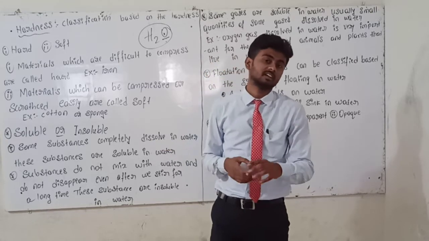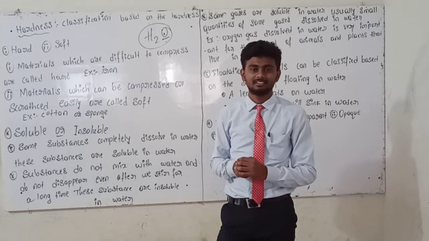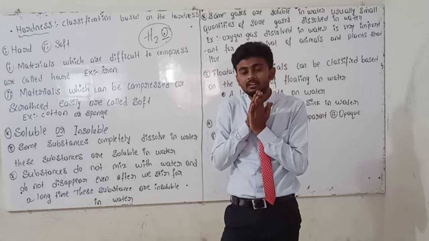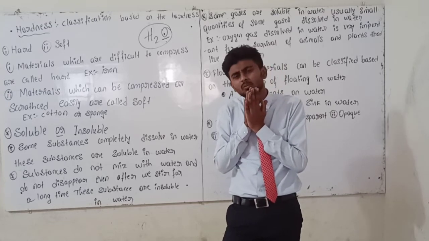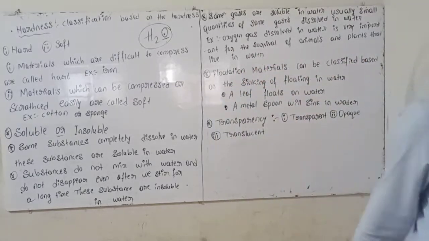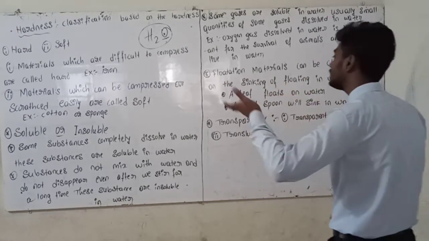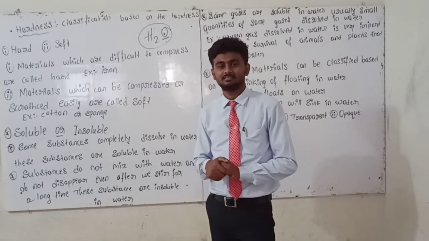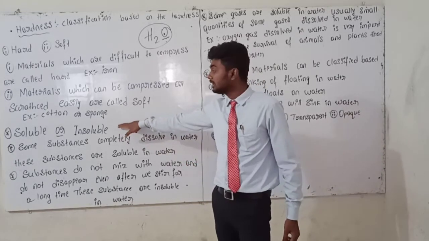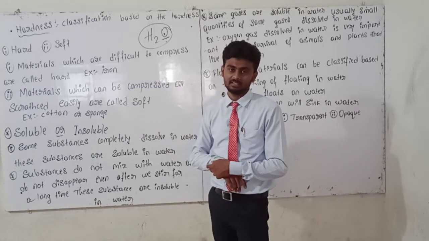For example, oil is insoluble in water. You can see in the sambar, the oil is floating on the water. The oil is not dissolved in the water. That's why the oil is always floating on the sambar. So we can group soluble materials and insoluble materials. The oils are insoluble materials.